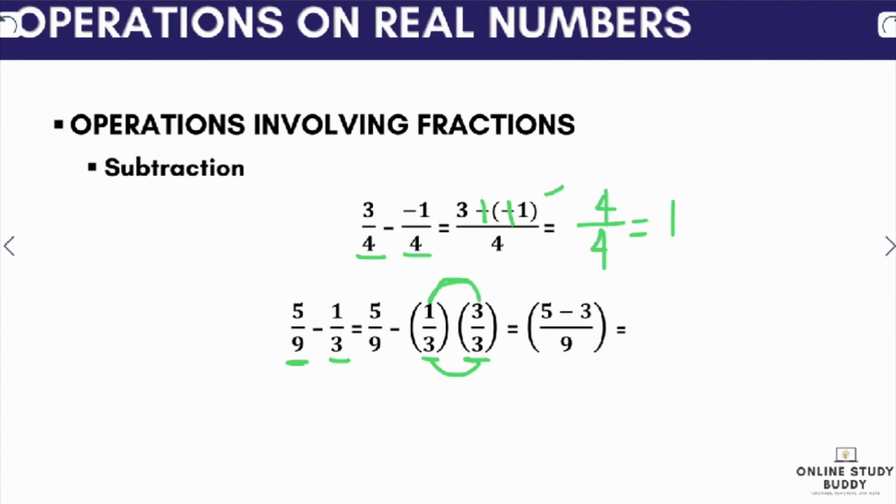So, we will have 5/9 minus 1/3 times 3/3. So, we will have 5 minus 3/9, which is 2/9.